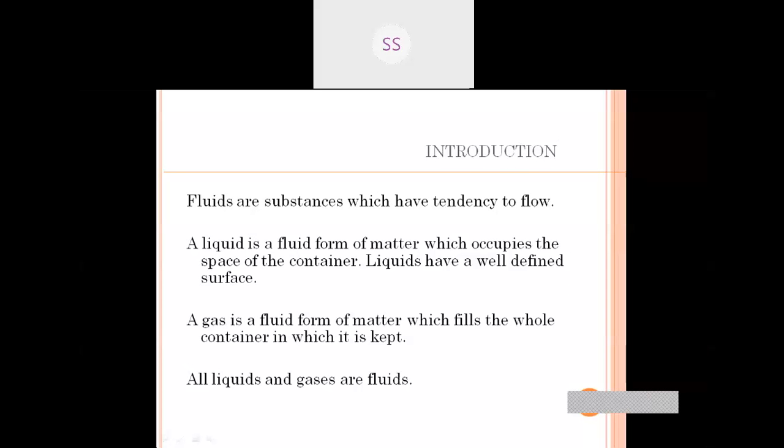I explained again and again what the difference between liquids and gases is. Can anyone tell me? Otherwise, how will I know whether you are able to understand or not? Ma'am, liquids have definite volume but do not have definite shape. And gases do not have definite volume and shape, right? Yes, ma'am.